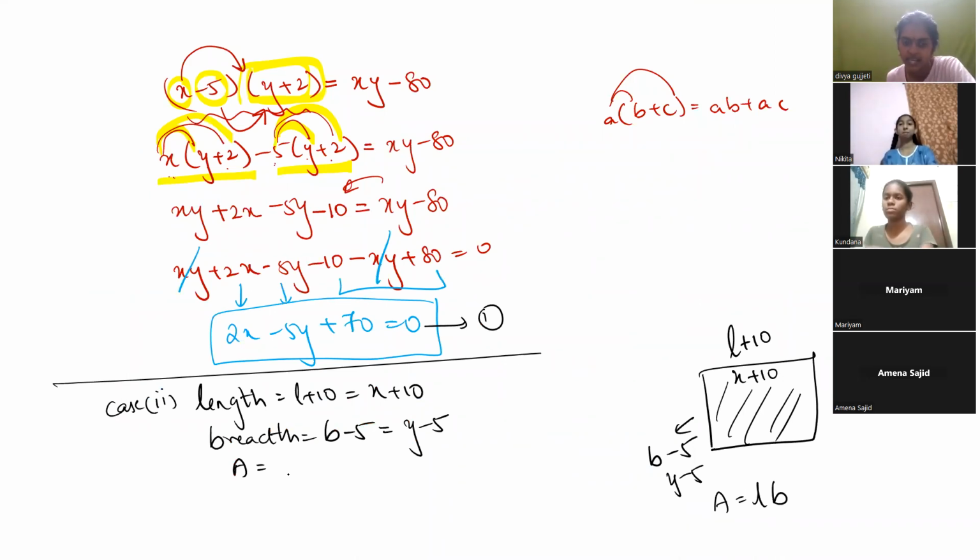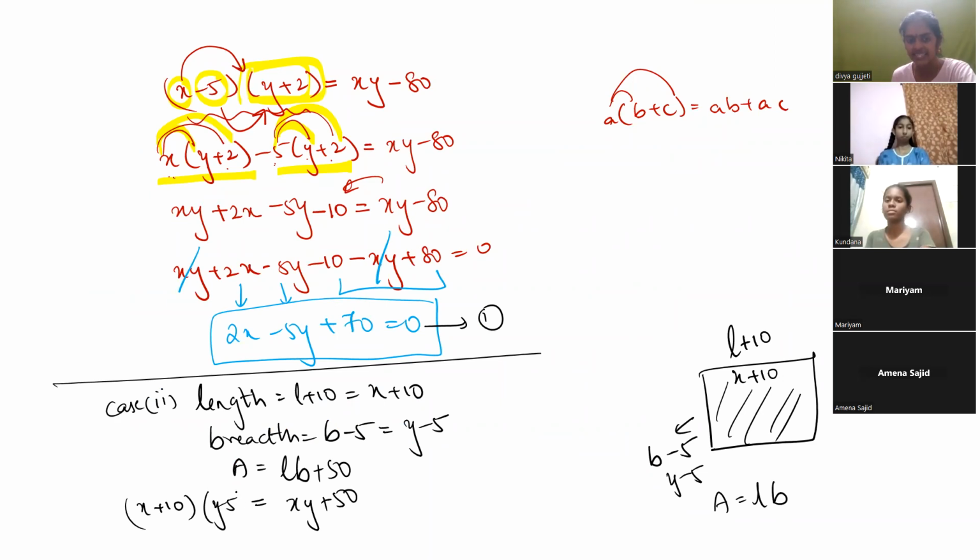XY plus 50, ma'am. Exactly. So let me write one more step and then I'll write xy. Okay, so it is nothing but original area is xy, which you wrote in the first step, plus 50. Okay, increased by 50, right? Increased only, right? Okay, but you know, area is nothing but length into breadth. Here in this case, length is x plus 10, breadth is y minus 5.